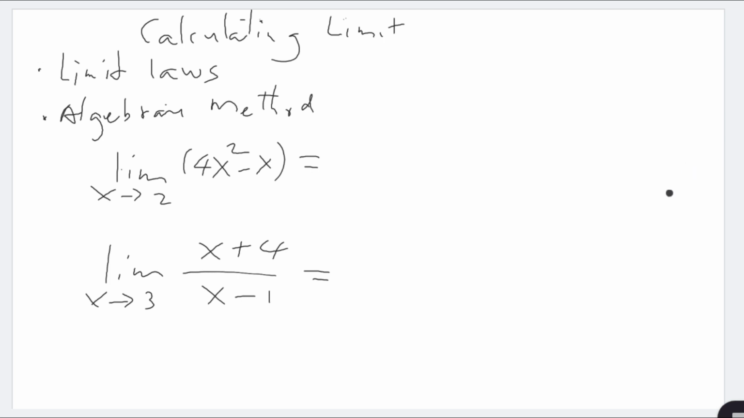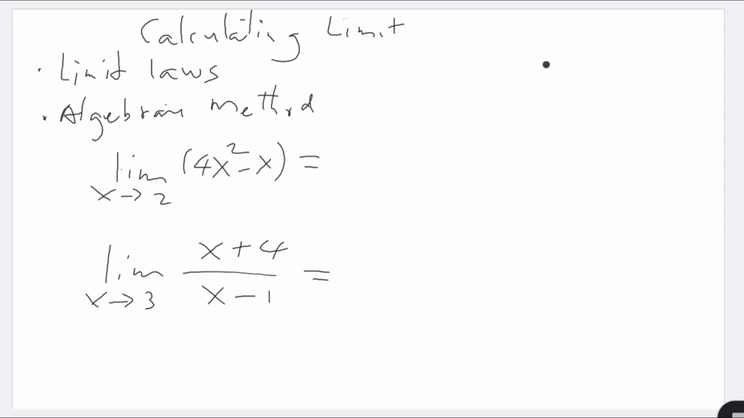In this lecture, we're going to learn how to evaluate limits, calculate limits. To evaluate limits, there are all kinds of limit laws that can be found in textbooks, so we're not going to list them here. Instead, we're focused on actually how to evaluate. There are different ways of evaluating limits, different methods.